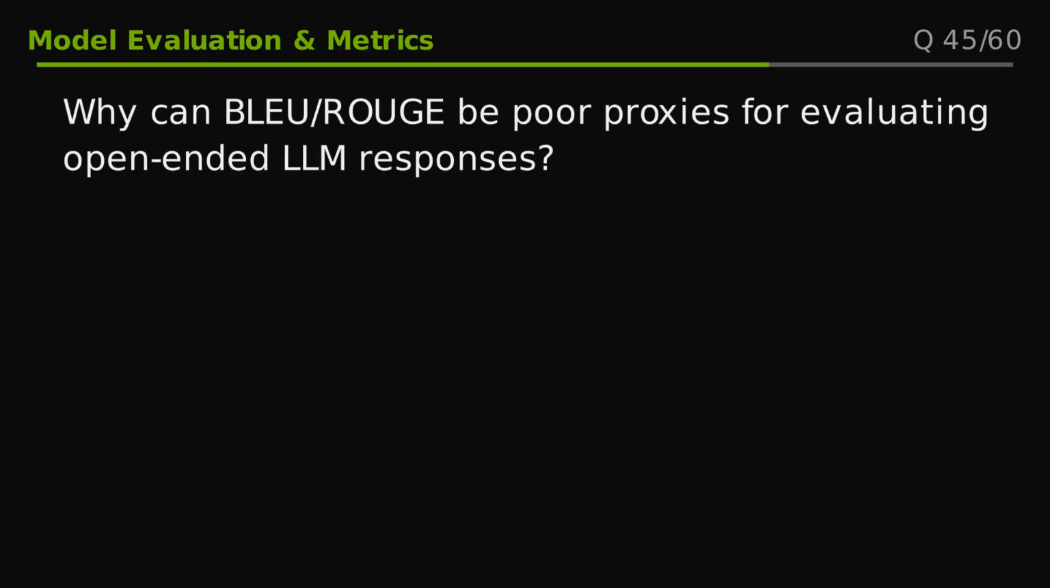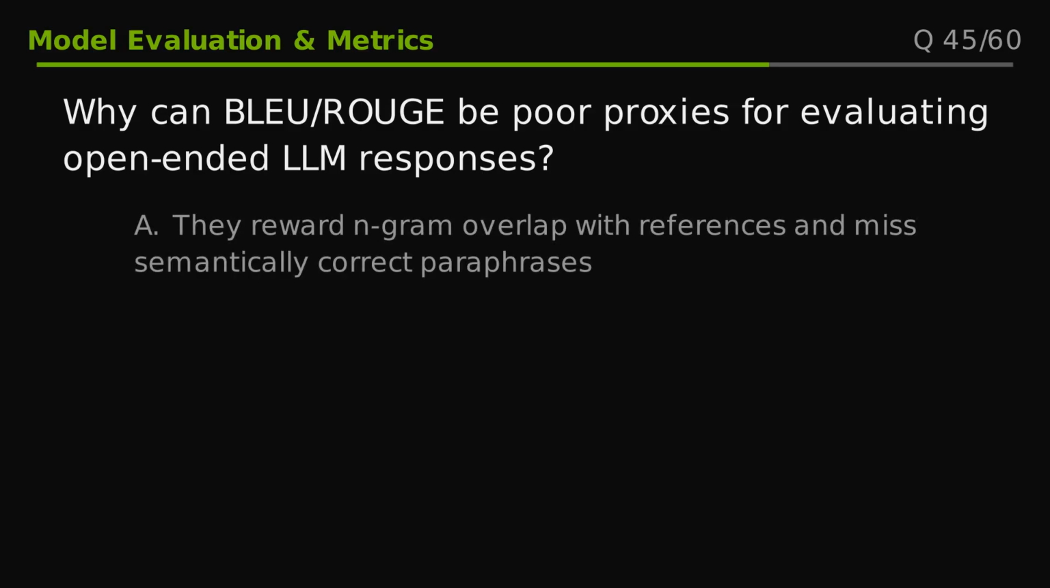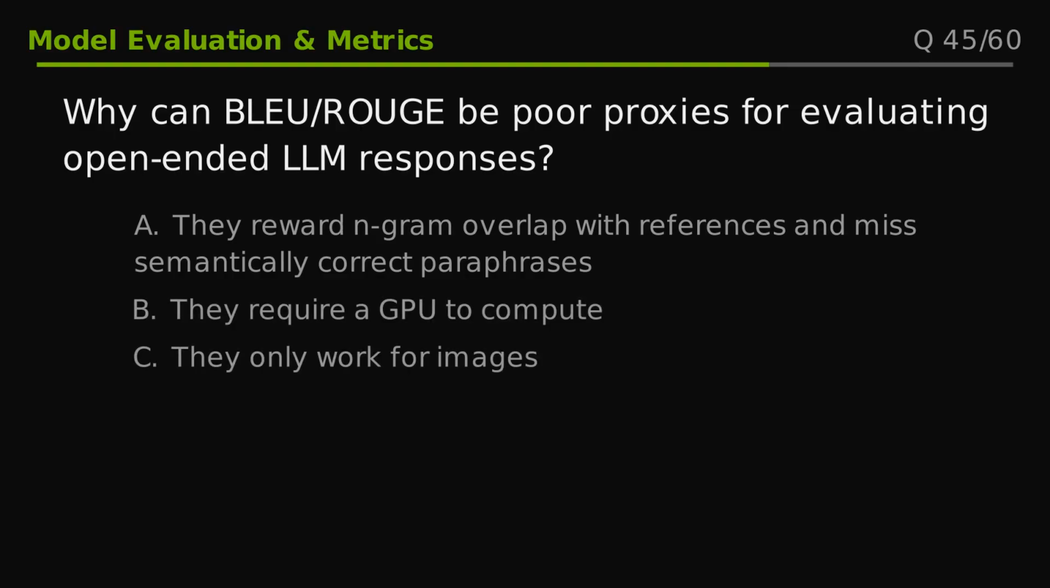Question 45. What can be a problem with n-gram overlap NLP metrics as proxies for evaluating open-ended responses? Option A, they reward n-gram overlap with references and miss semantically correct paraphrases. Option B, they require a GPU to compute. Option C, they only work for images. Option D, they measure latency.